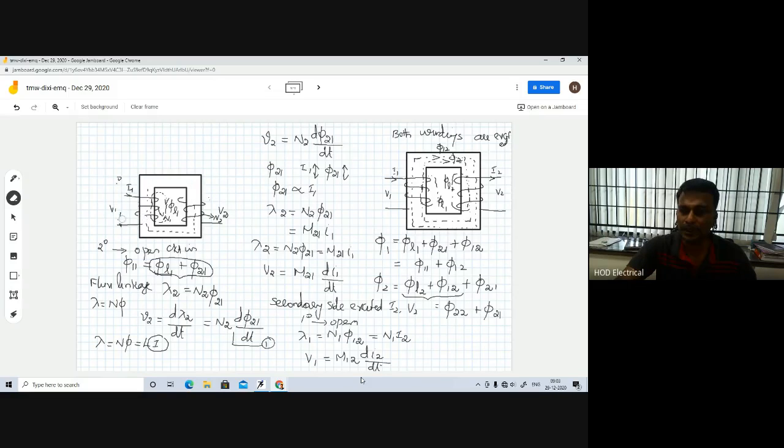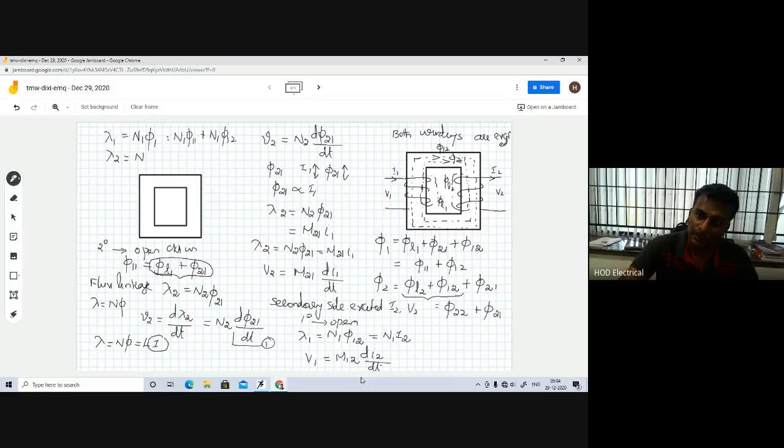So from this we can conclude: what is the flux linkage in the primary winding? The flux linkage in the primary winding, lambda 1, can be written as the number of turns in the primary winding and the flux in the primary winding. If you substitute phi 1, we end up with N1 into phi 11 plus N1 into phi 12. Similarly, the flux linkage in the secondary winding can be written as N2 into phi 2, that is N2 into phi 22 plus N2 into phi 21. So likewise, we have these equations for lambda 1 and lambda 2.